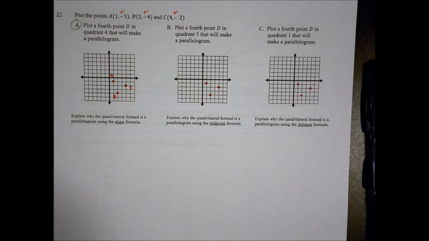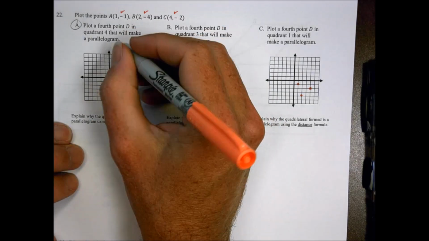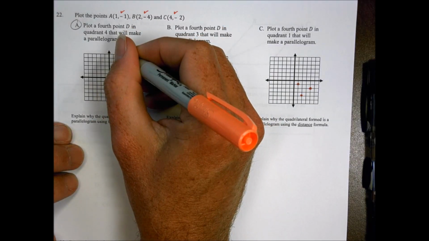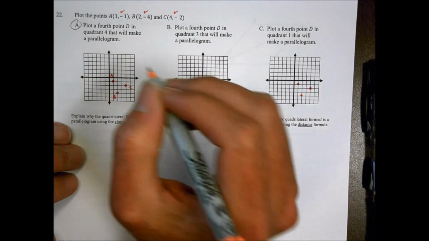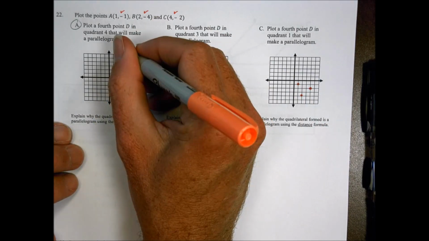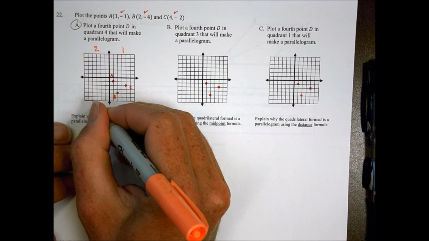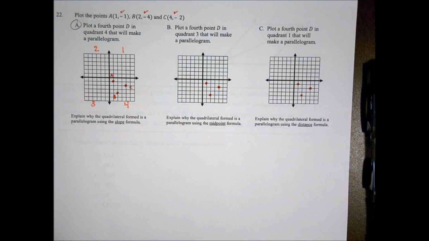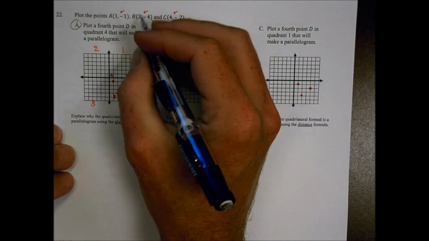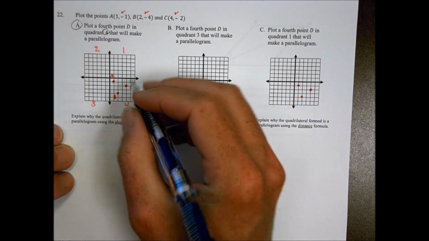Helps if you know your quadrants a little bit there, right? So quadrant 4, we start over here. If we count our quadrants up, we start on the positive side over here, and we're going to go around. This is quadrant 1, this is quadrant 2, over here we have quadrant 3, and here's quadrant 4. So to plot a fourth point D in quadrant 4 means I've got to put it over here. That's going to make a parallelogram.